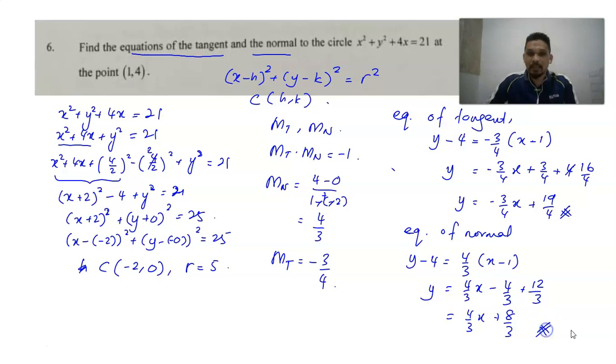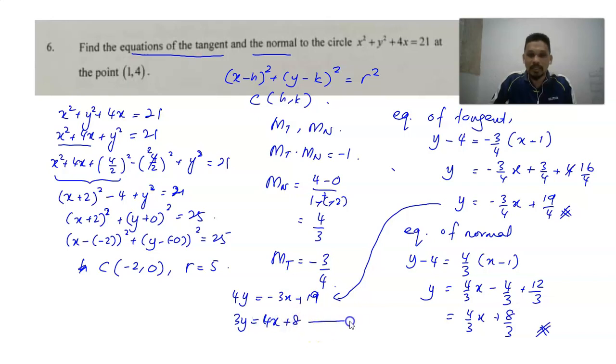Okay, this is more than enough. Even though maybe you can say that we want it in the form without denominator, so it is 4y equals negative 3x plus 19 from here, and then 3y equals 4x plus 8 from here. Okay, but I think that these two are more than enough.